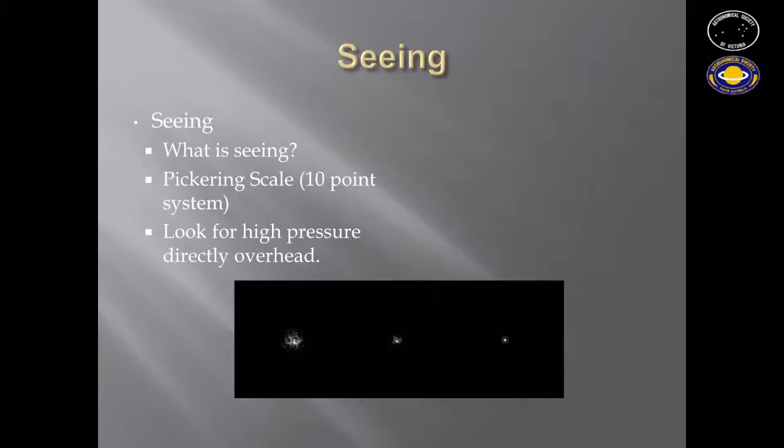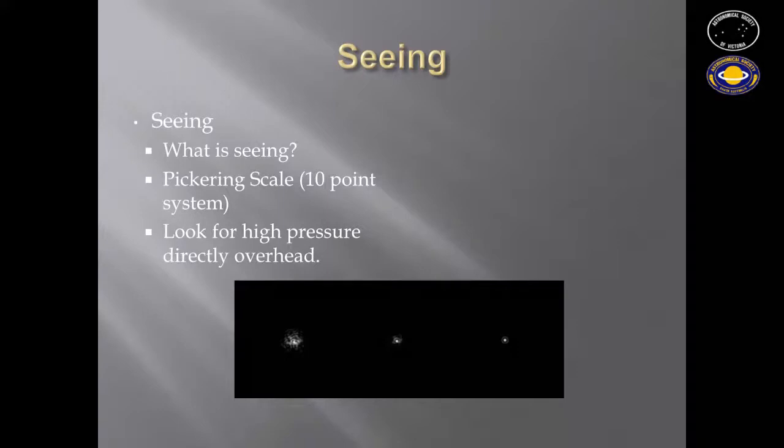Sometimes it can be rather still. Now, I've included just a small section of what's called the Pickering scale. It's usually a 10-point system, but down the bottom there you can see on the left-hand side is quite poor seeing, then sort of around 1 or 2 out of 10 on the Pickering scale. Then the middle is about 5 out of 10, and then, of course, to the right is near perfect at 9 or 10 out of 10.